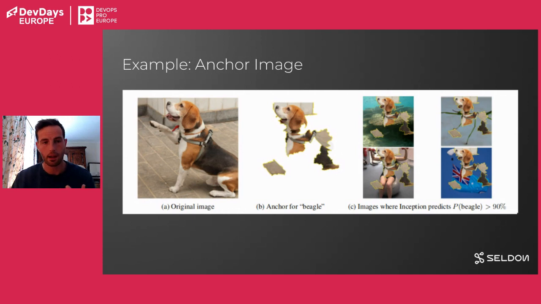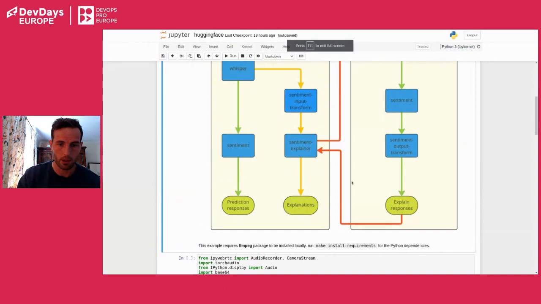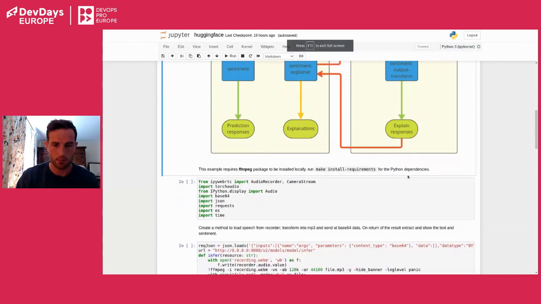The reason I'm showing you that is that the demo itself has an explainer in it, and we're going to use that anchor technique, this time for text. So same sort of thing, we anchor it around a word and see how that word affects the output. So let me jump up here. Right, you've seen the pipeline already.